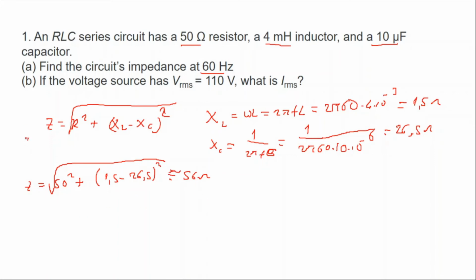And this is A, find the impedance, and B, if the voltage source has VRMS of 110 volts, what is IRMS? So IRMS equals VRMS divided by impedance. And this is going to be equal to 110 divided by 56, so it will be approximately 2 amperes.